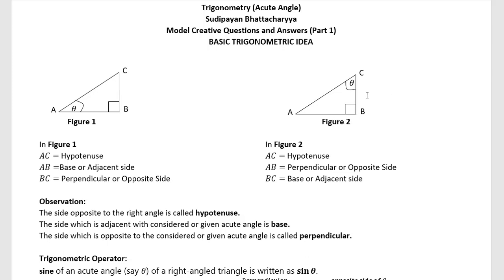So for remembering, we can use the words base and perpendicular, but formally in your math books, base is written as adjacent side, because base is actually the adjacent side of the acute angle which is considered as the trigonometric angle, and perpendicular is the opposite side of the considered angle. So what is base? Base is the adjacent side of the acute angle considered as the trigonometric angle, and perpendicular is the opposite side of the considered acute angle of a right angle triangle.